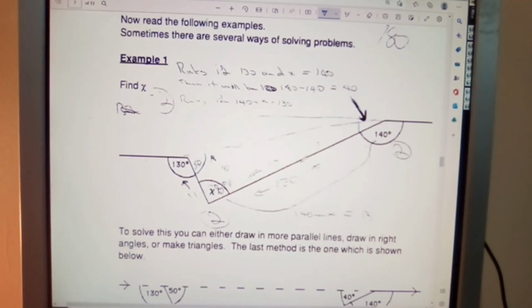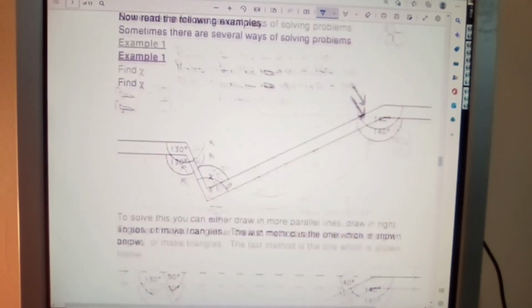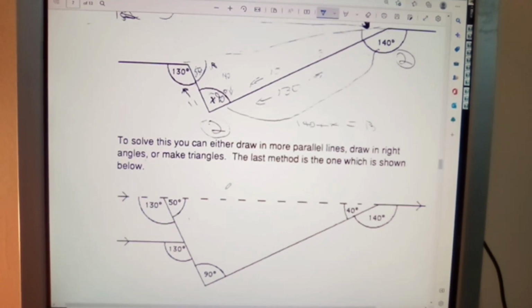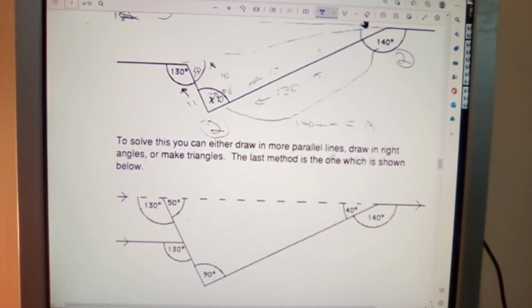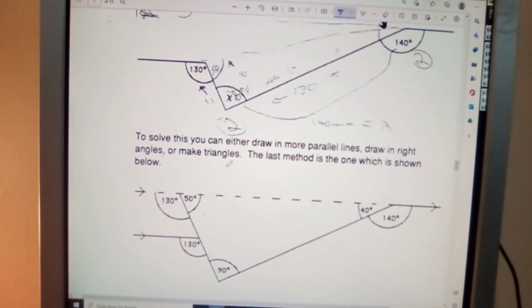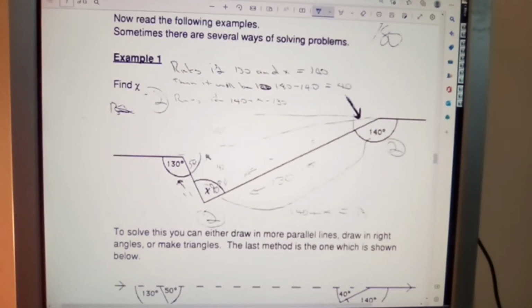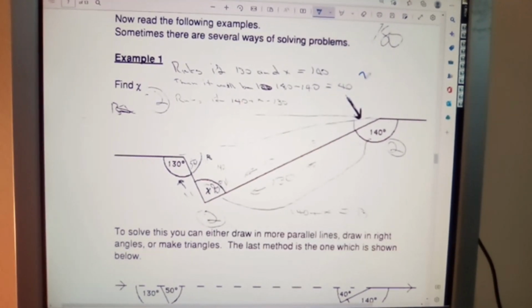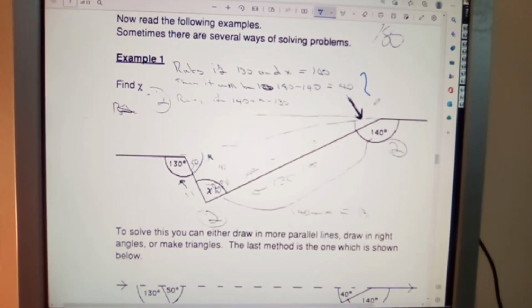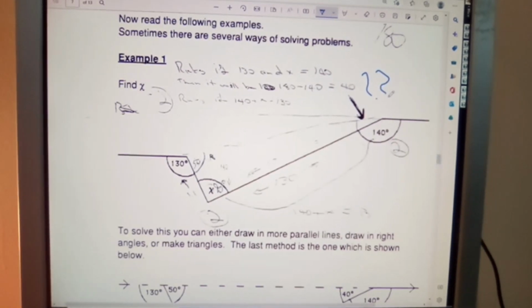To solve this, you can either draw in more parallel lines, draw in right angles, or make triangles. The last method is the one which is shown below. What you're looking at here was just left for you all to do yourselves. But the clarity of the work is here.